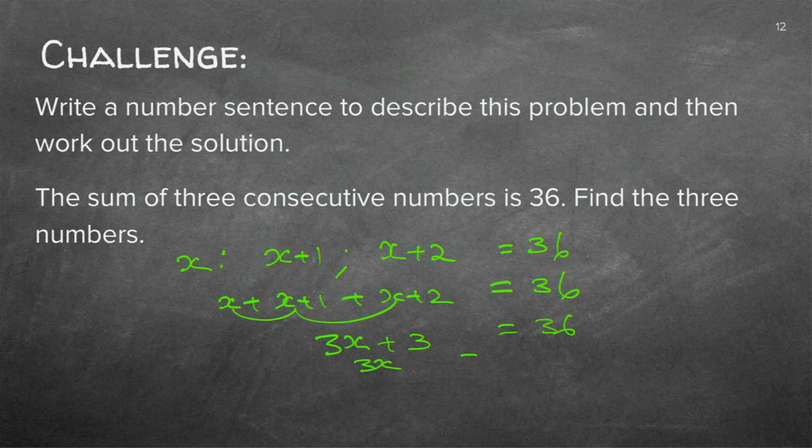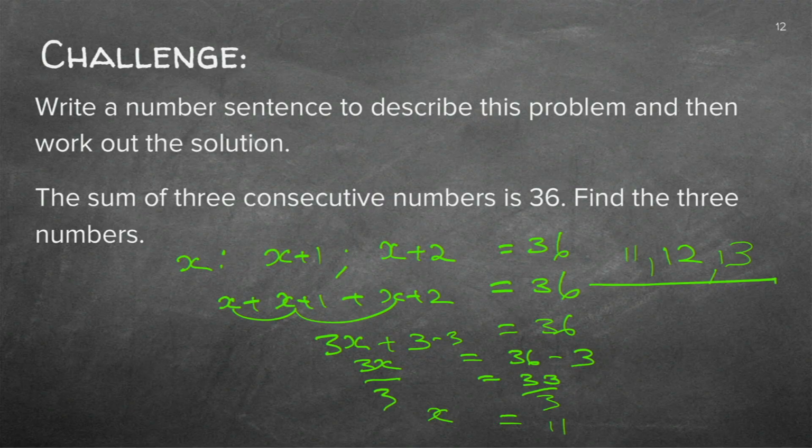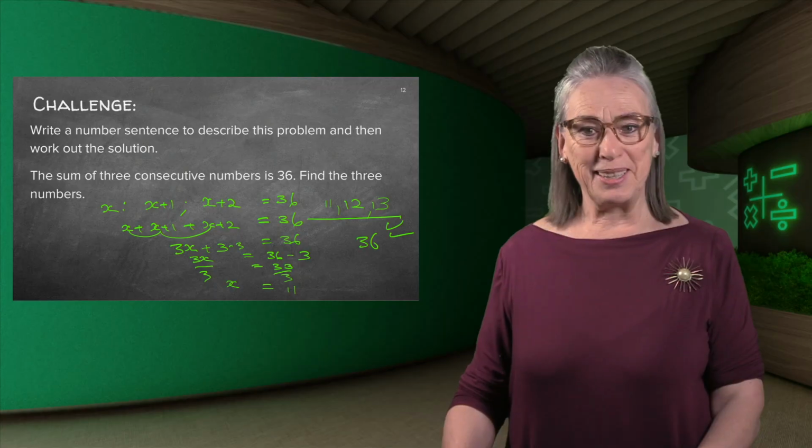So 3x equals 36 minus 3, because remember we're going to take it away, equals 33. So we've got our number. Divide by 3, divide by 3, so x equals 11. So if x is 11, then our next number would be 11 plus 1, which is 12. And the number after this will be 11 plus 2, which is 13. And let's check if we're correct. 11 plus 12 is 23, plus 13 is 36. Well done if you managed to work this one out.